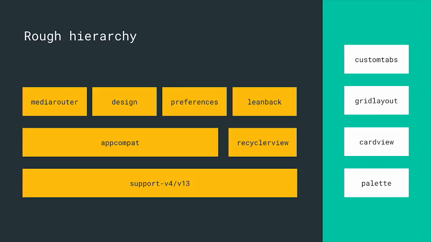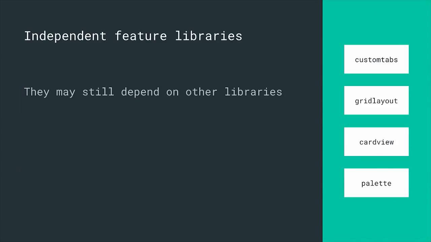So the rough layout or diagram of how the support libraries look today looks something like this. Off to one side, we have a series of feature libraries that are pretty standalone. They don't have a whole lot of extra interdependencies. We've got stuff like the new custom tabs library for browsers to use. We have grid layouts. Card view stands on its own. And we have the palette library for extracting information from images. There are probably a few more in there, but this gives you the basic idea.